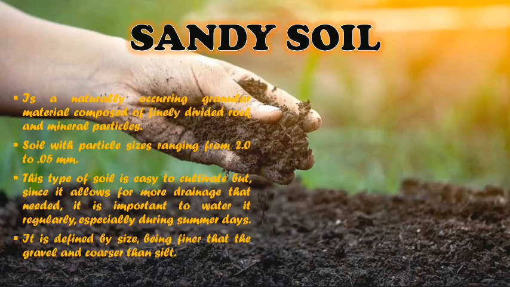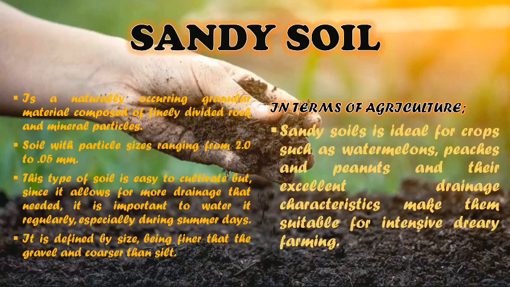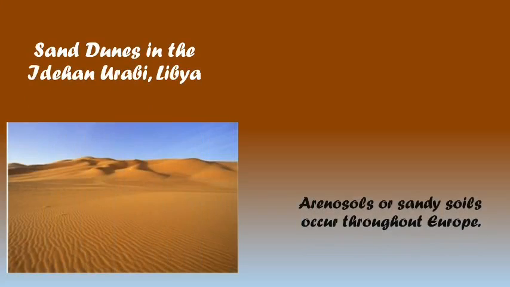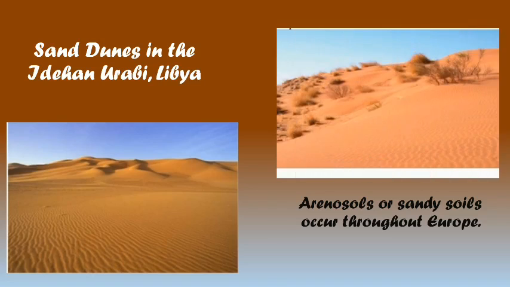It is defined by size, being finer than gravel and coarser than silt. In terms of agriculture, the sandy soil is ideal for crops such as watermelons, peaches, and peanuts, and their excellent drainage characteristics make them suitable for intensive dairy farming. Examples of sandy soils are the sand dunes in the Sahara, Libya, and the arenosols or sandy soils that occur throughout Europe.